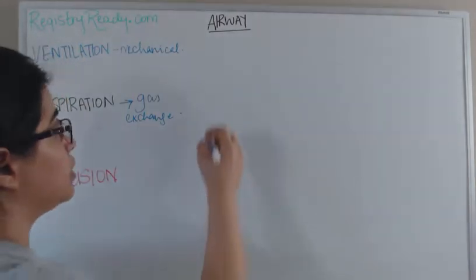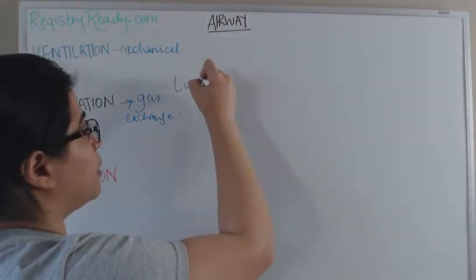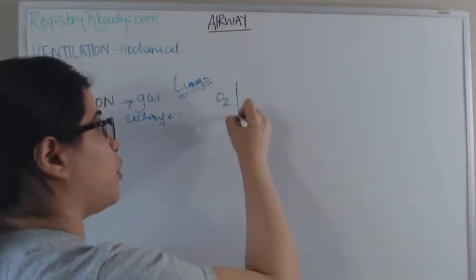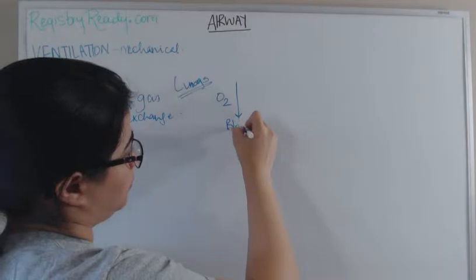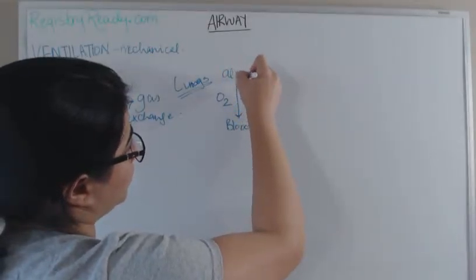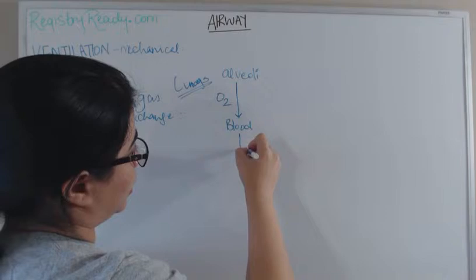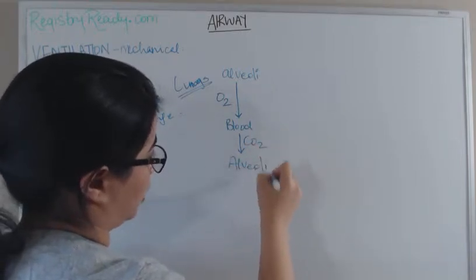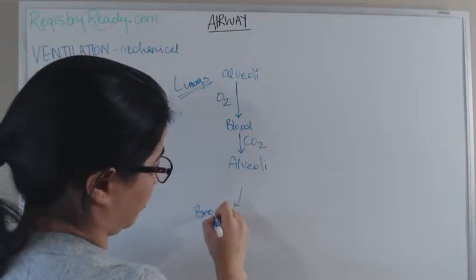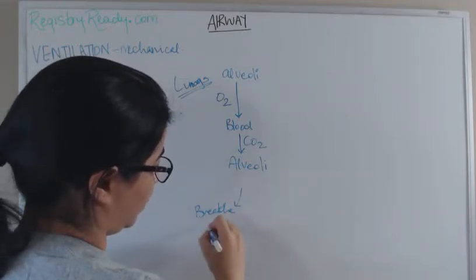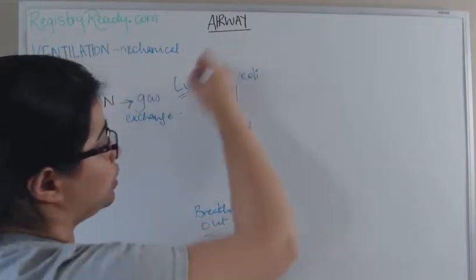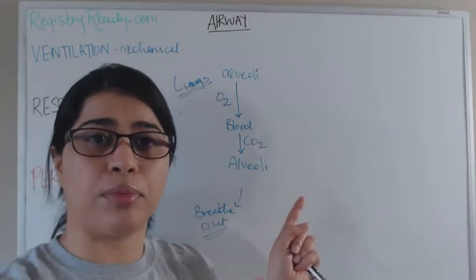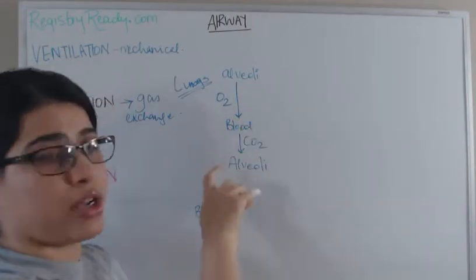So first, in the lungs, oxygen is moving from the alveoli into the blood, and from the blood, carbon dioxide is moving back into the alveoli or into the lungs, and then we breathe that carbon dioxide out. So we are taking that carbon dioxide out of the lungs. So this is the first place where gas exchange takes place, at the level of the pulmonary capillary membrane where oxygen and carbon dioxide are exchanged.